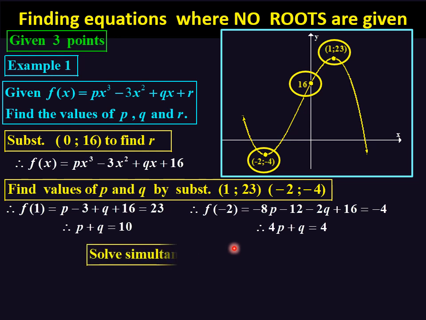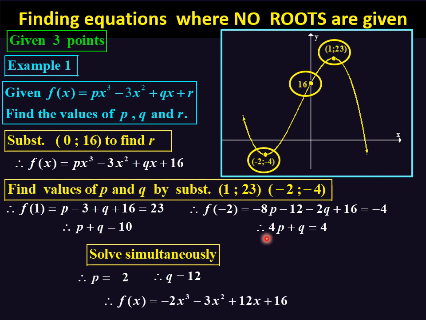So now we have to solve simultaneously. Now remember, you can either do it by elimination or substitution or use your calculator. Whichever method you use, the correct values would be p equal to negative 2 and q equal to 12. Then we substitute the p and the q, and we've already worked out the 16. And there's my cubic equation.